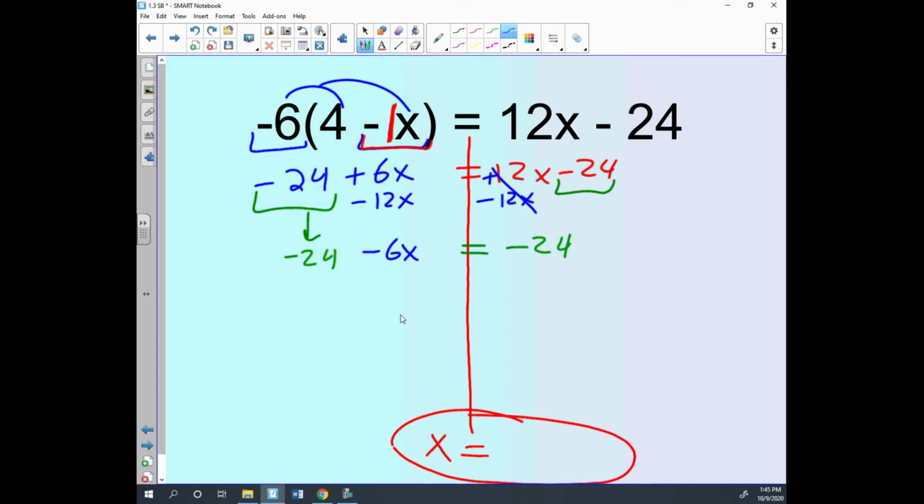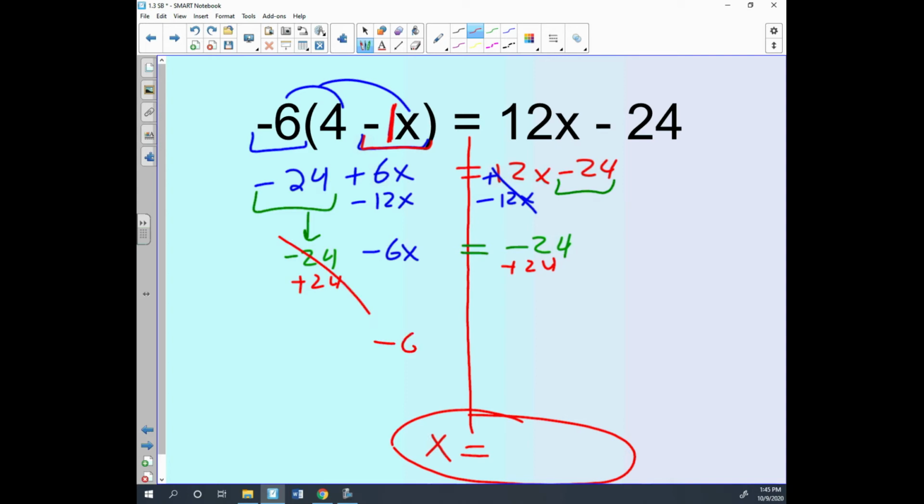You might see a negative 24 on both sides and jump to a conclusion that it's no solution or anything like that, but that's not it. Just keep the process going. I want to add 24 to both sides. I want to add 24 to that side to cancel that.